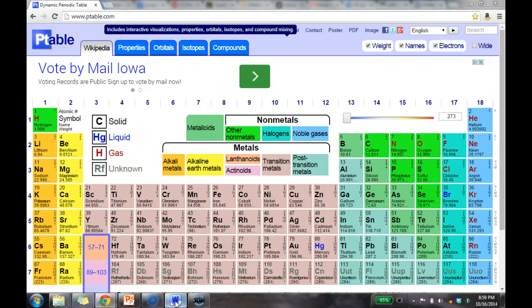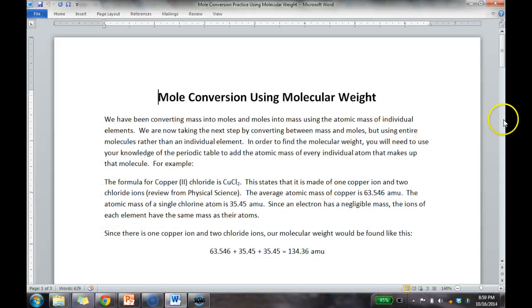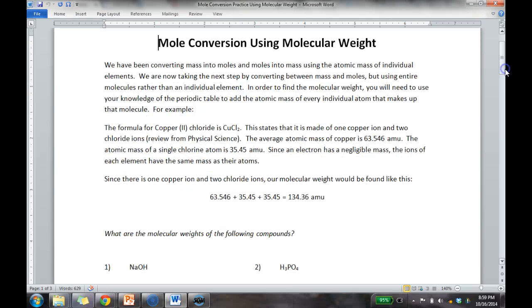Today we're going to take that just a step further, and you're going to be looking at the molar mass for individual compounds instead of the atoms themselves. So for example, on the sheet that I've given you, you have copper 2 chloride. So I'm looking down here at the second paragraph. So the formula for copper 2 chloride is CuCl2.